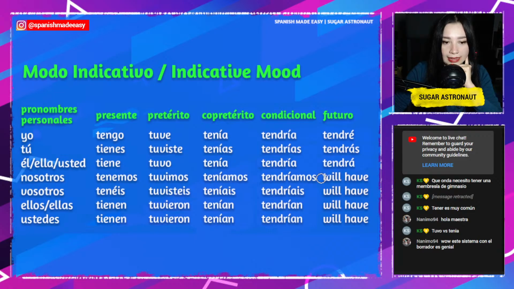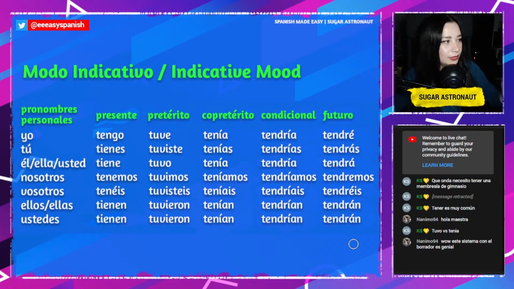Él, ella, usted tendrá. Nosotros tendremos. We will have. Vosotros tendréis. You will have. Ellos or ellas tendrán. They will have. And ustedes tendrán. You will have. Okay? So far, so good. Everything is good.